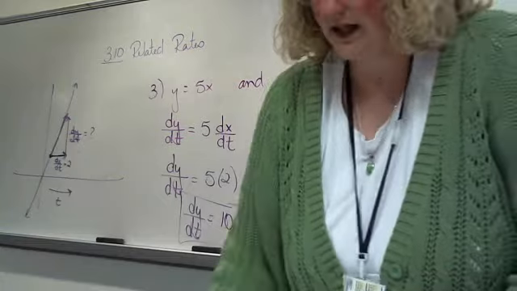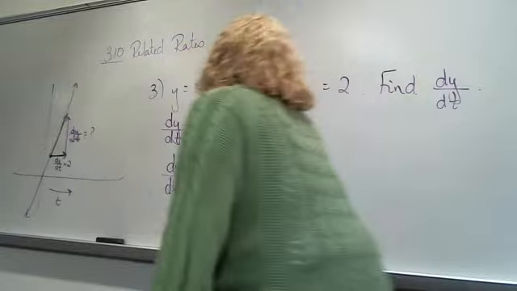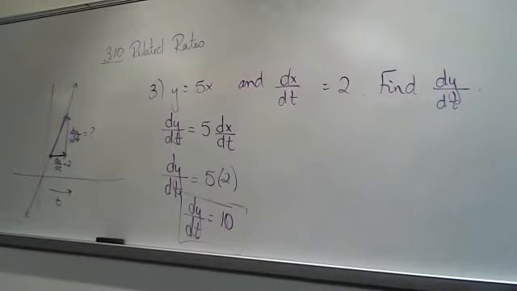So let's move to number 20. When a circular plate of metal is heated in an oven, its radius increases at a rate of 0.01 centimeters per minute. At what rate is the plate's area increasing when the radius is 50 centimeters?